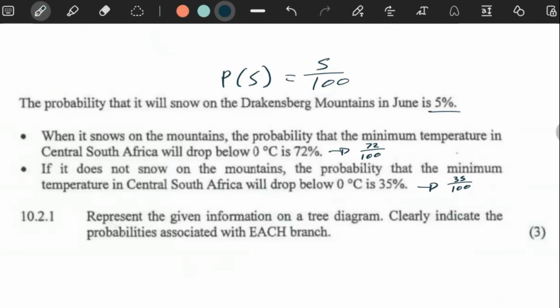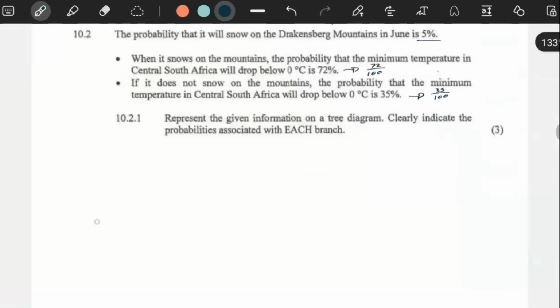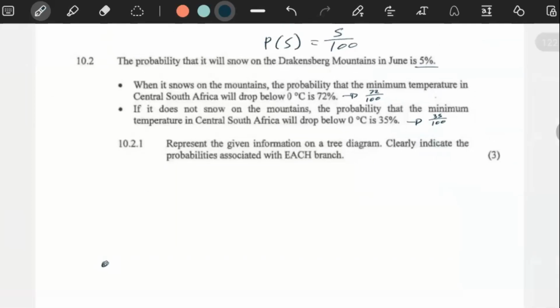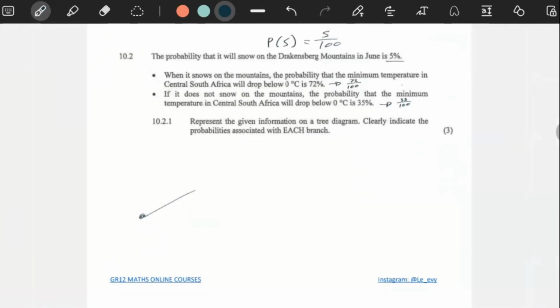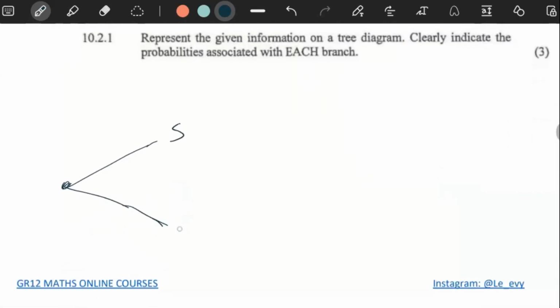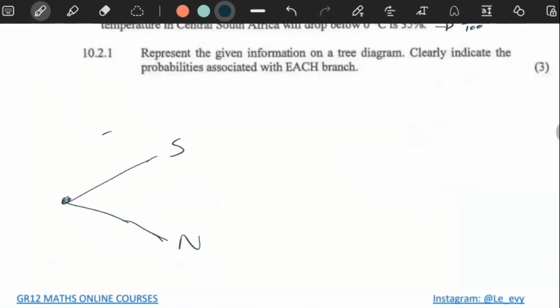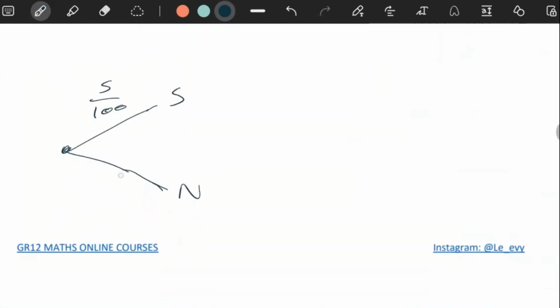And you can see here, it says represent the given information in a tree diagram, clearly indicating the probabilities associated with each branch. So initially, in the beginning, one of two things can happen. It's either going to snow or it's not going to snow. So here is the probability that it snows. This is snowing. This is no snow. So the probability that it snows is just 5%. Meaning the probability that it does not snow is 95%.